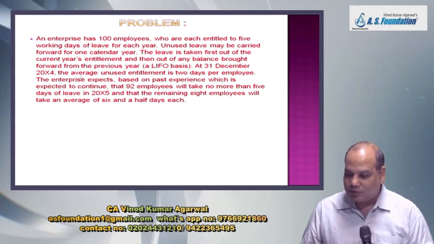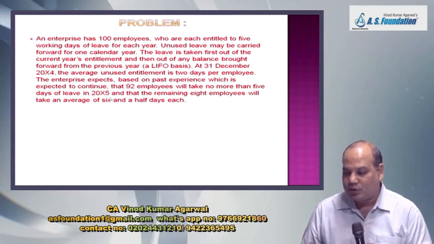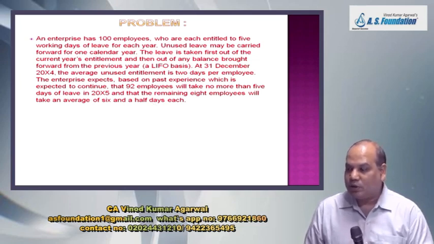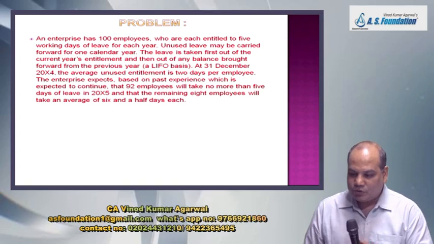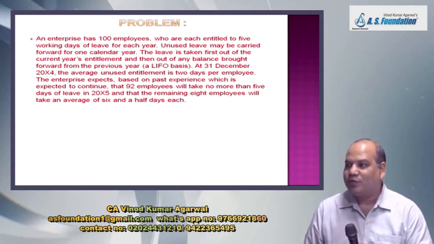At 31st December, the average unused entitlement is 2 days per employee. The entity expects, based on past experience, which is expected to continue, that 92 employees will take no more than 5 days of leave in 20x5, and that the remaining 8 employees will be taking on an average of 6.5 days of leave. Now, after giving this question to you, they can ask you what is the amount of provision required. So in this question, the salary is not mentioned. So we will have to answer in terms of number of days.